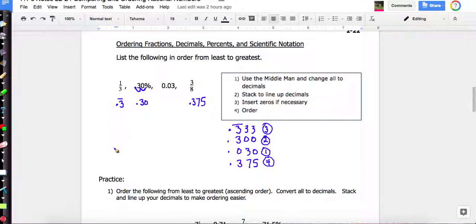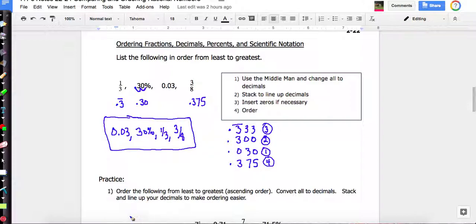Now, over here, I'm going to write the correct order, but I'm not going to use the decimal. I'm going to use what I started with. So the first one was this one, which is right here. So it's 300ths. The next one is this one, which was 30%. Then we have the top one, which was 1/3. And then last was 3/8. So I'm going to box this in. And now I've ordered them from least to greatest.